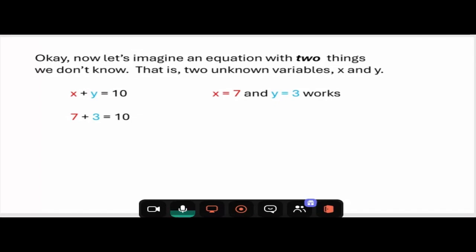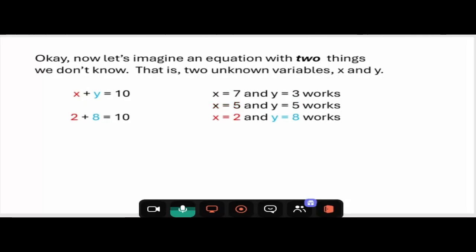Oh, good, we're done. No, we're not, because I'm sure you all can see that 7 plus 3 isn't the only option, because 5 plus 5 is also 10, right? 5 plus 5 makes the equation true. So x is 5 and y is 5. Or x is 2 and y is 8. That makes the equation true. 2 plus 8 is 10, yeah? 10 plus 0. Why not? Why can't one of the variables be 0? No reason it can't be. 10 plus 0 is 10, so x is 10 and y equals 0 makes the equation true.